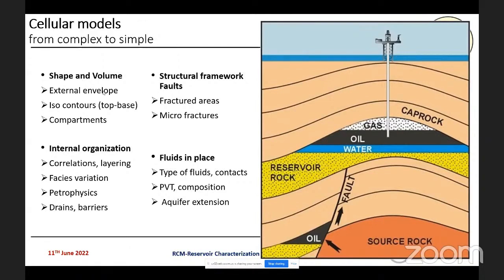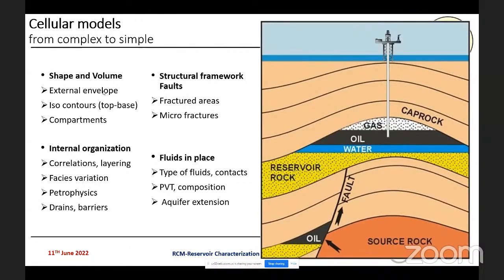So you go to the first component. For example, here the first component is the reservoir shape and volume. How is the external envelope shape of the structure? Is the shape of the structure an anticline? Is it a fault? Is it a salt dome? The topography, or the relief reflected by the type of the contour for both top and the base of the reservoir. This is usually provided by the geophysicist.